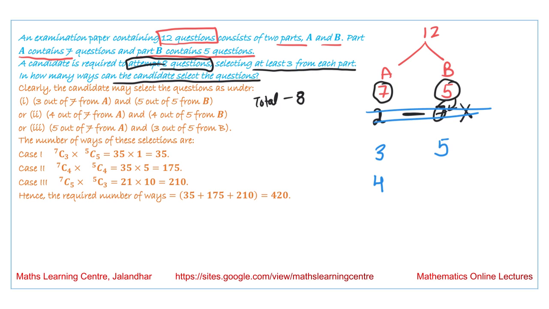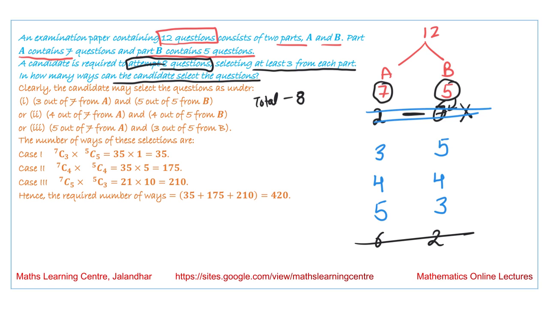Then he has to select 4 questions from part B. Then he has to select 5 questions from part A and 3 questions from part B. And if he selects 6 questions from part A, he has to select 2 questions, and again this case is not possible.